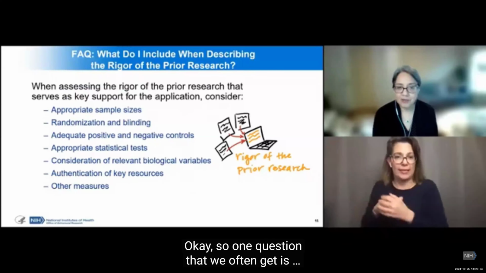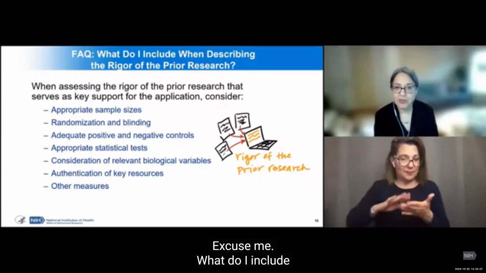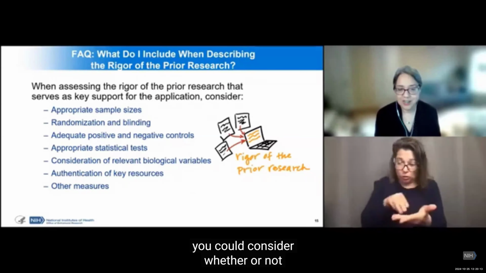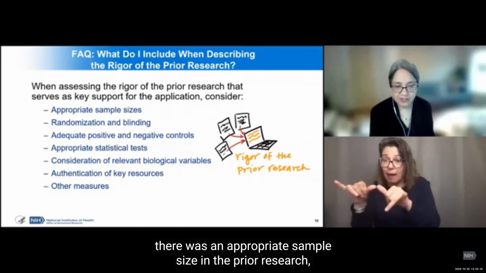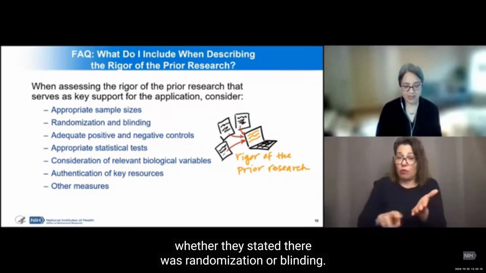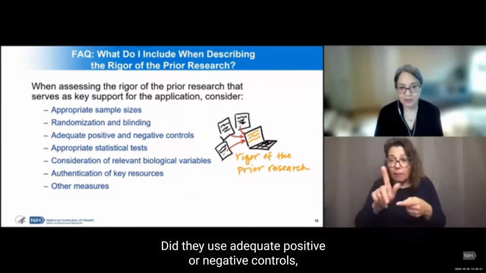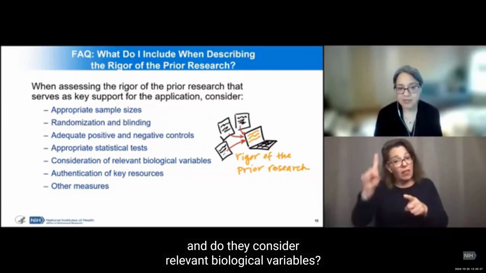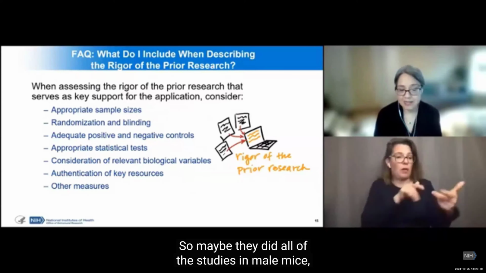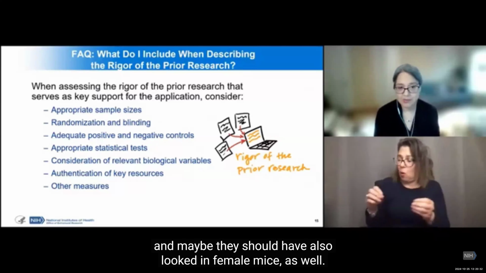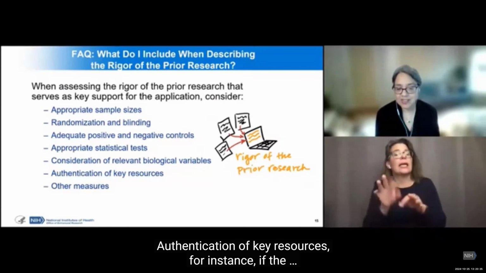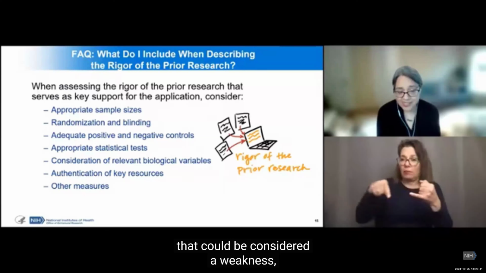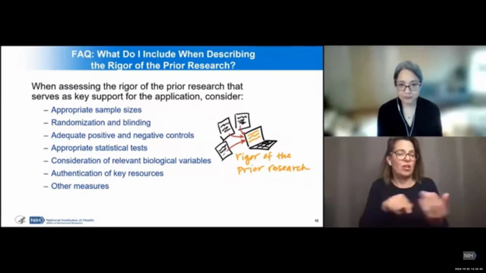Okay, so one question that we often get is, what do I include when describing the rigor of the prior research? When you're assessing the rigor of the prior research, you could consider whether there was an appropriate sample size, whether they stated there was randomization or blinding, whether they used adequate positive or negative controls, whether they used appropriate statistical tests, and whether they considered relevant biological variables. So maybe they did all of the studies in male mice, and maybe they should have also looked into female mice as well. Authentication of key resources, for instance, if previous studies used a misidentified cell line, that could be considered a weakness, and then you might want to address that in the approach.